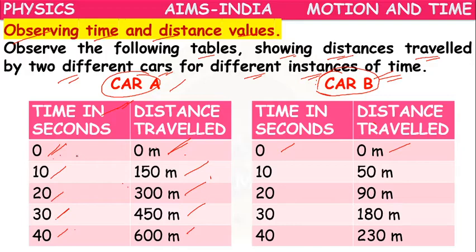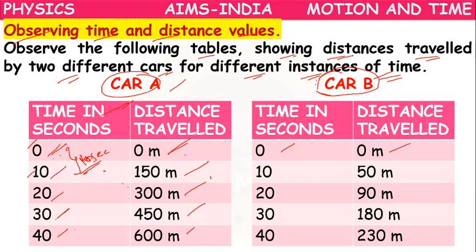But whenever we have to tell about uniform motion or non-uniform motion, we have to consider time interval. Means starting time, ending time, the difference between them is called time interval. So from 0 to 10 seconds, what is the time interval? 10 seconds. Time interval is 10 seconds.